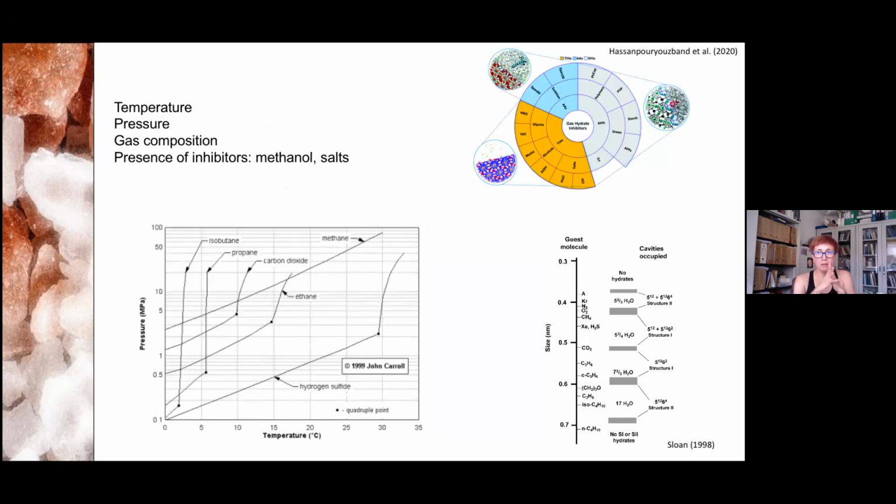As I said, the parameters that control the structure and the formation are temperature, pressure, and gas composition. But in addition, we have to take into consideration the presence of some other compounds, like salts, again, or also alcohols that can bond with water. So they act as inhibitors of the formation of the clathrates.